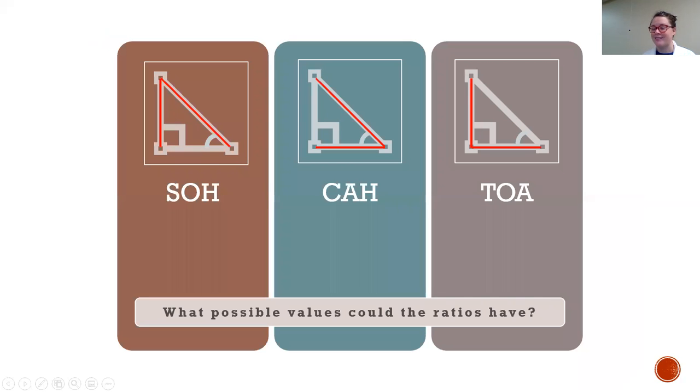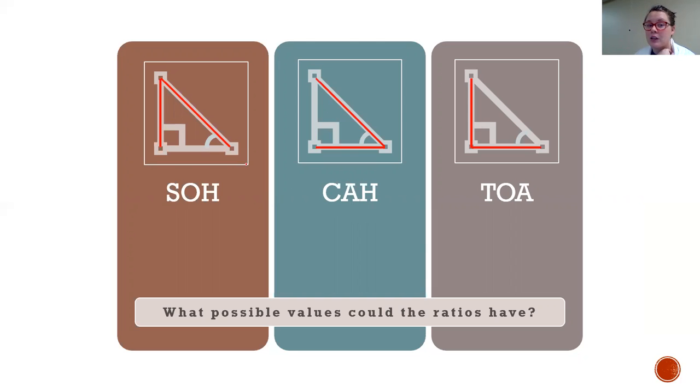Now that we've done that, before we do any calculations, I want you to stop and think. This is a good problem solving. What possible values could the ratios have? Now, if you've done calculus or pre-calculus, you would have thought about maybe limits on functions. It's been a long time since I've thought about limits on functions, but that's what this relates to. So what's the biggest value that the sine ratio could be? What's the smallest value it could be?